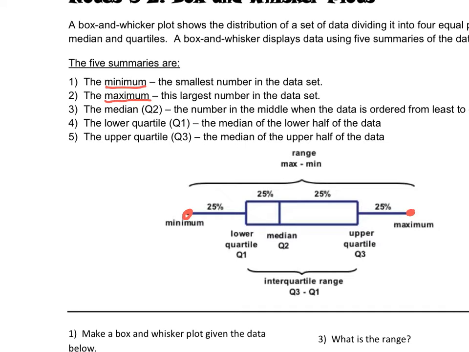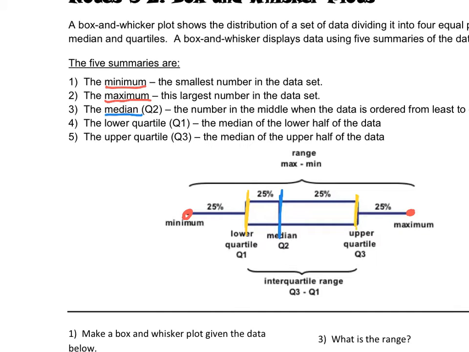The median is just like what we've done before. It's our very center number. If I ordered a set of numbers in order from least to greatest, I would pick the number right in the middle. Now, for the lower quartile and upper quartile, we're trying to come up with this number right here.